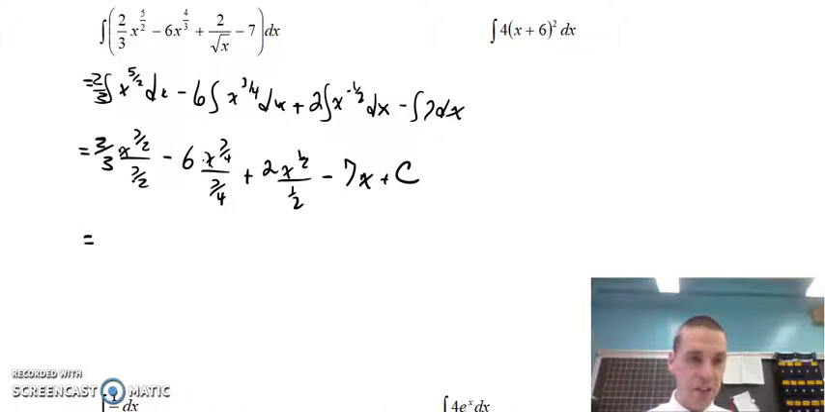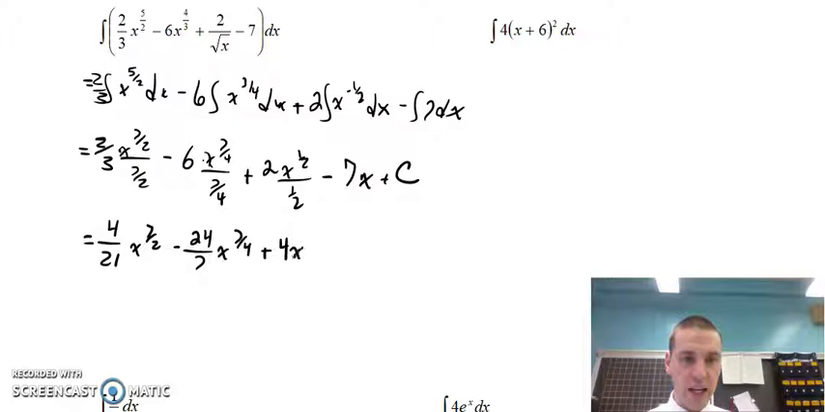So our final answer, we're going to multiply by the reciprocal, so we're going to get 4 over 21 x to the 7 halves minus 24 over 7 x to the 7 fourths plus 4 x to the 1 half minus 7x plus c. Make sure I did that right, looking at my answer key.